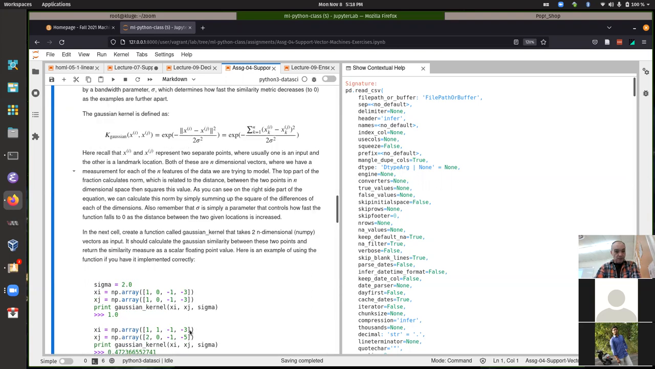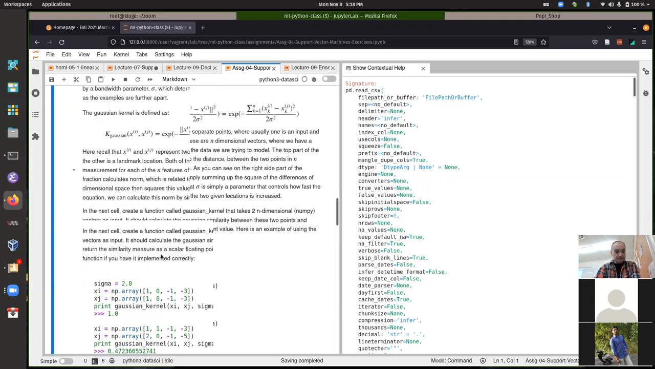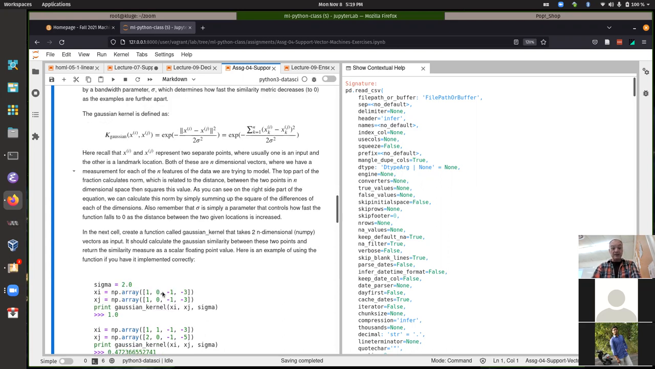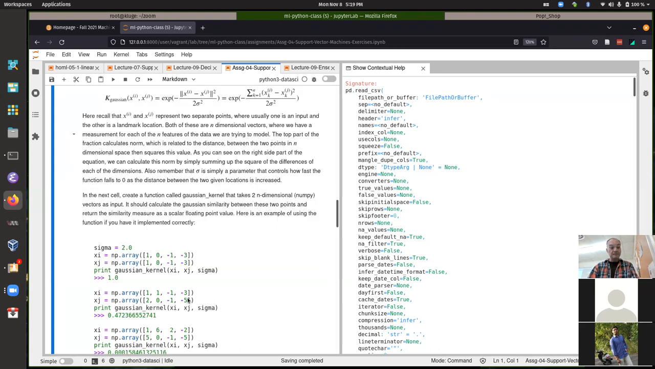Think of one of these as the input and one of these as the landmark for a kernel. If you have two of these, think of these as points in four-dimensional space in this case. If they're exactly at the same location, where the input point and the landmark kernel location are the same, you should always get one.